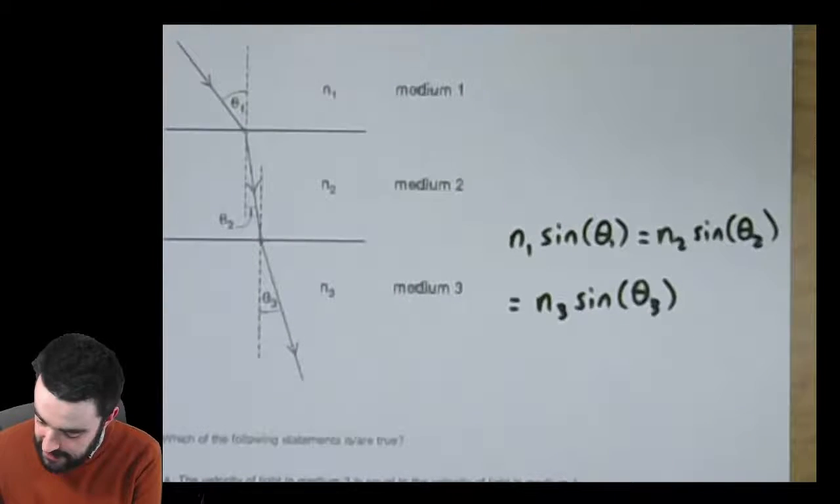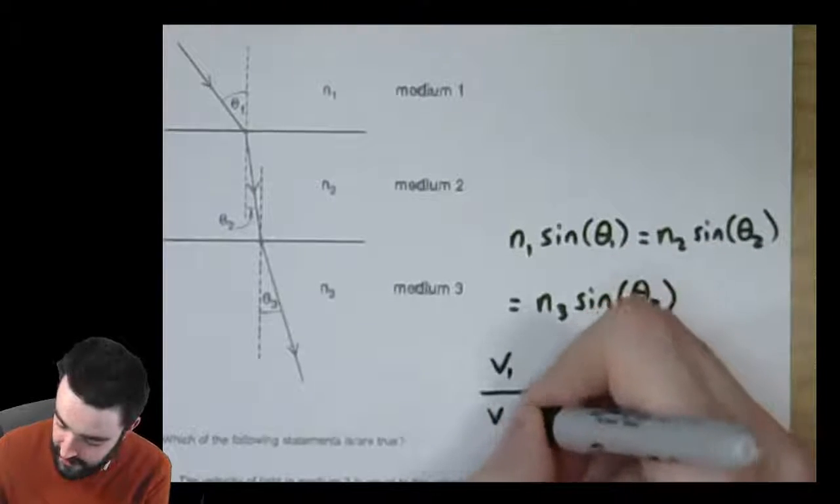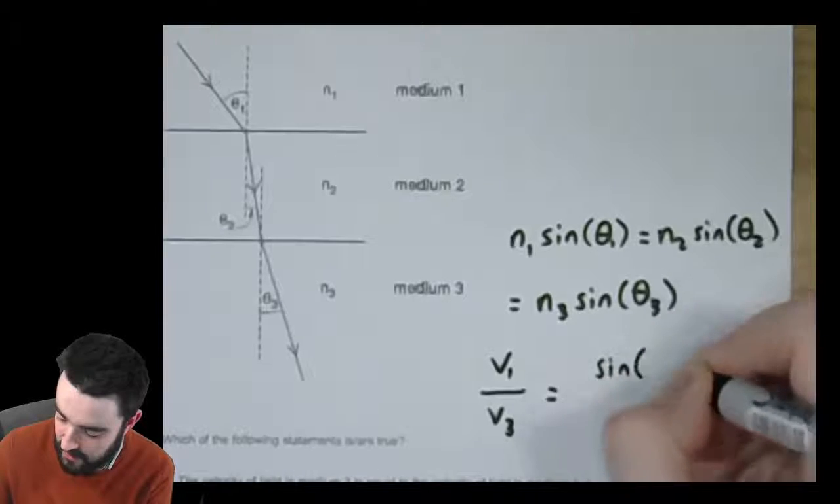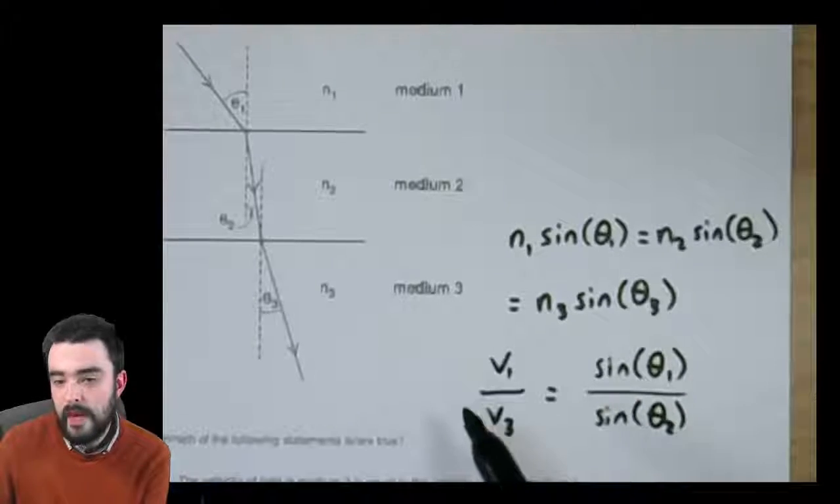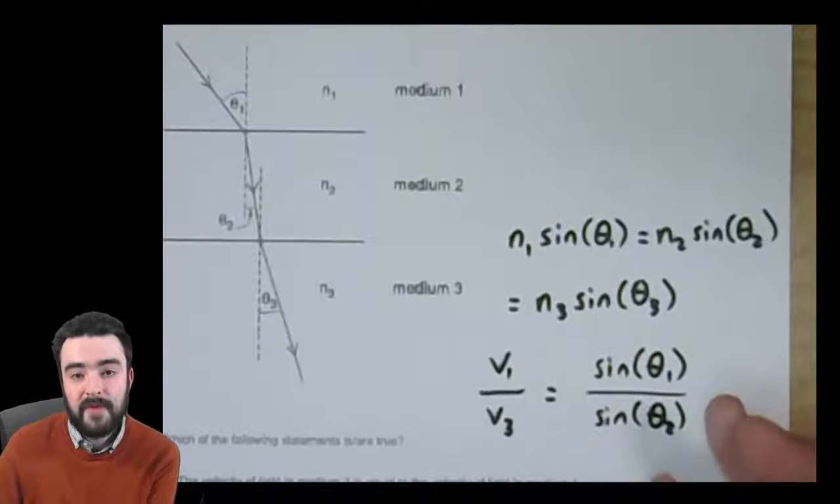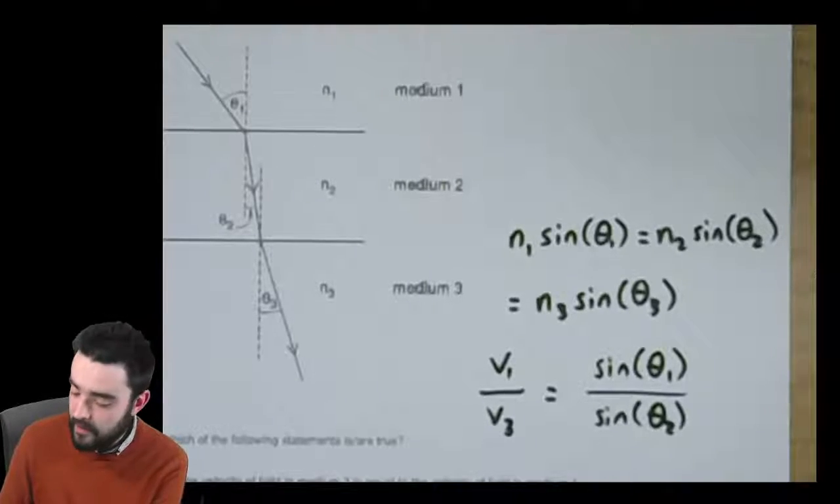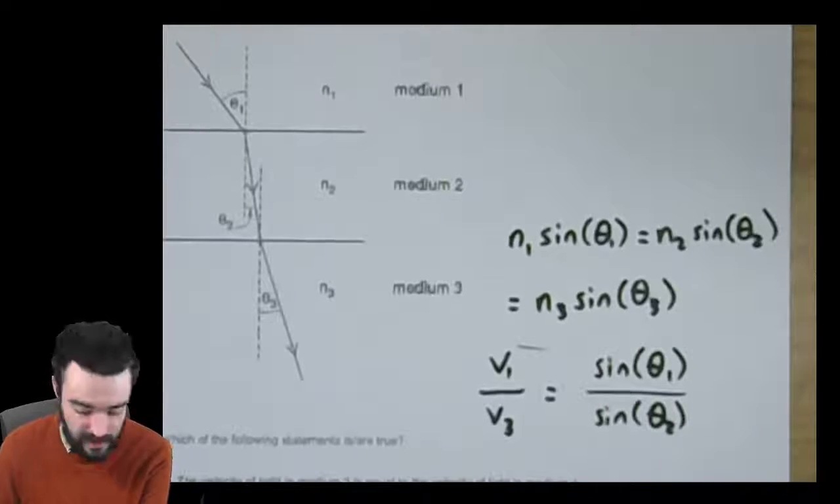So we're trying to relate, if we're seeing whether B is correct, we're trying to relate the speed in 3 to the speed in 1. So there is an equation that says that V1 over V3 is equal to sine theta 1 over sine theta 2, because remember that the refractive index is just a ratio of speeds. It's a ratio comparing the speed in a vacuum to the speed in the material. So if you do a little bit of maths, this is what it'll end up with. You're basically going from this to there.